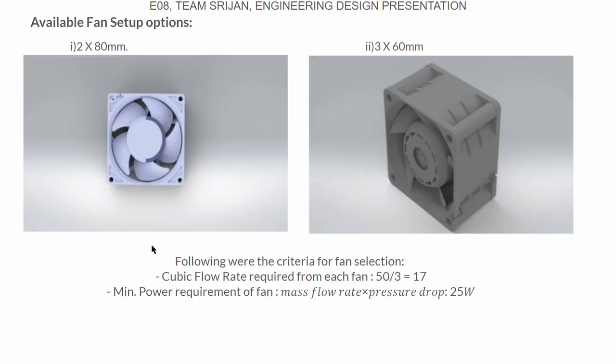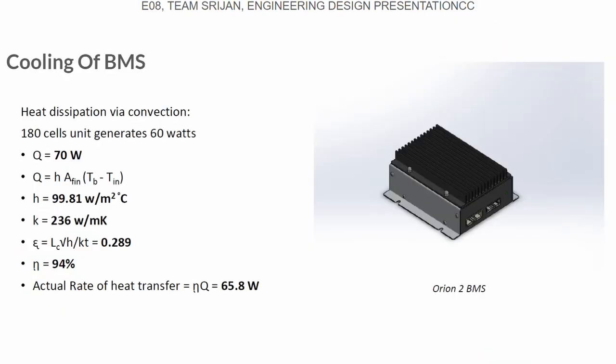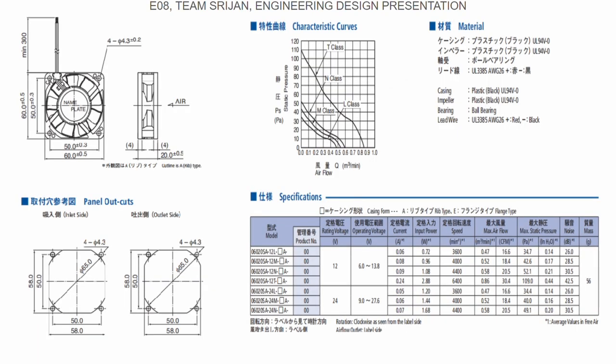Here are the pressure drop calculation and system impedance curves. The operating CFM comes out to 24.7. This is the datasheet of the fan that we selected for our cooling of the accumulator. As the BMS was in a container, it required cooling. The ideal heat transfer rate was 70 watt and the actual rate came out to be 65.8 watt, which was very good. We used the following specification fan for cooling.